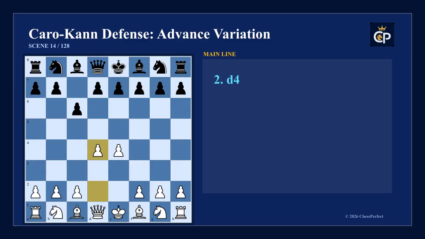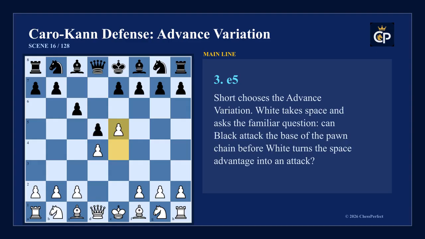d4, d5. Black challenges the center immediately. e5. Short chooses the Advance Variation. White takes space and asks the familiar question: can Black attack the base of the pawn chain before White turns the space advantage into an attack?